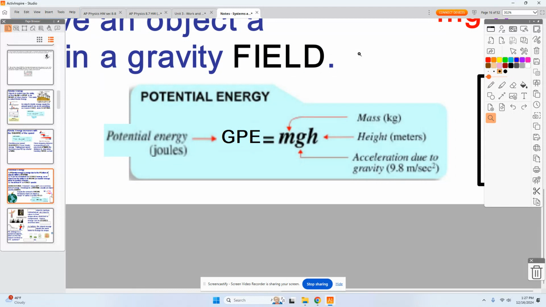Who wants to check their energy calibration right now? I'm going to check to see if you can do it.